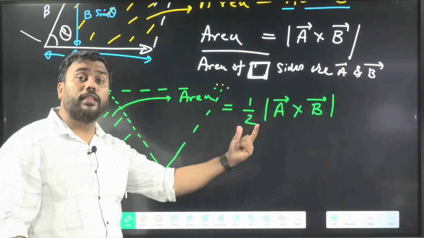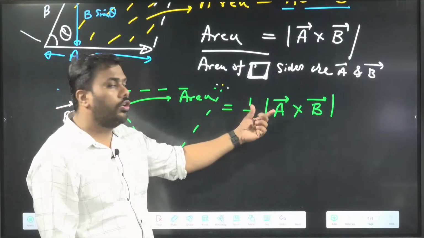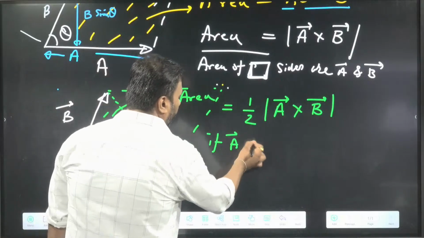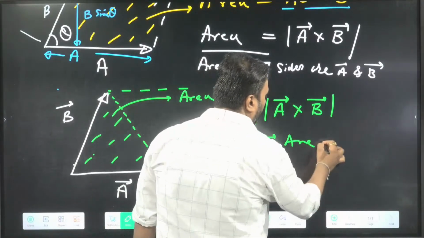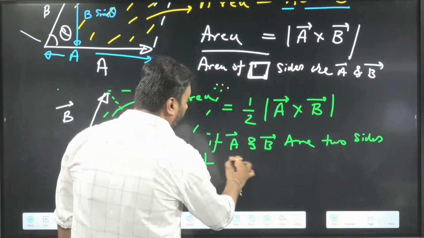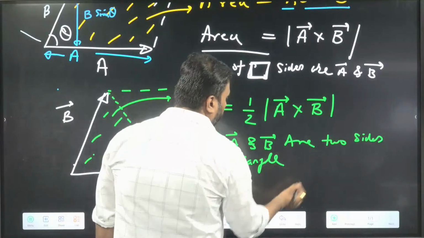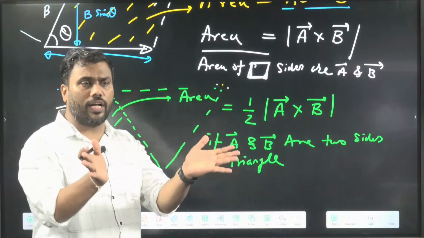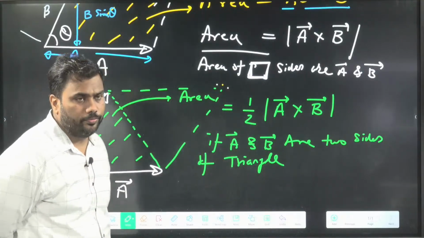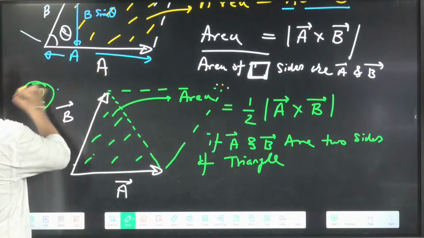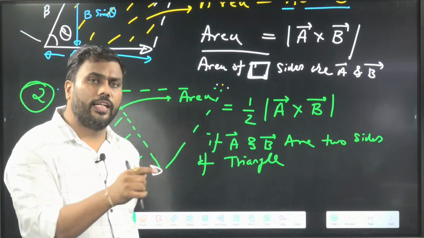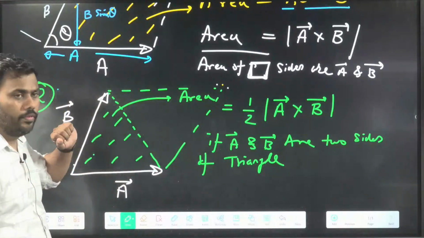If A and B represent two sides of a triangle, then the area of the triangle is half the magnitude of A cross B. So if A vector and B vector are two sides of a parallelogram or two sides of a triangle, the area of the triangle is half A cross B. This is the second application, the second property in area. The first point was the area of parallelogram. Now, area of triangle.